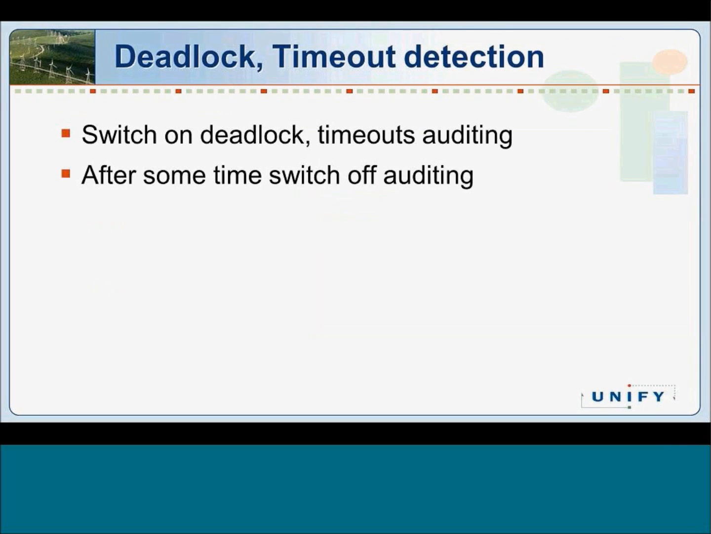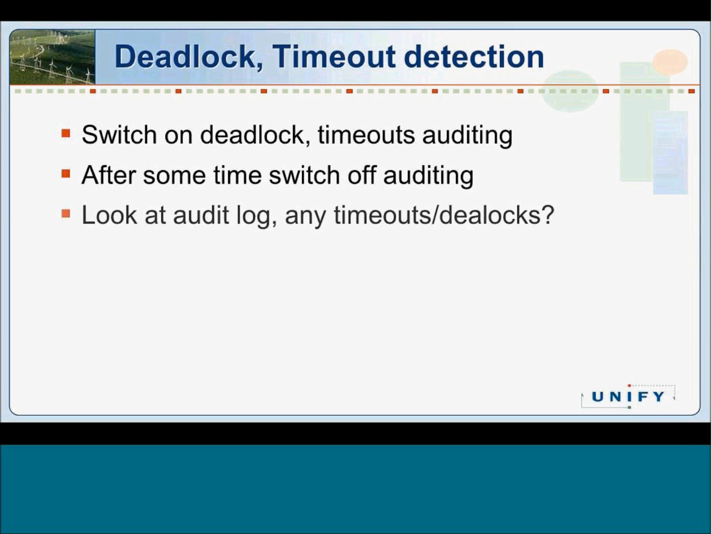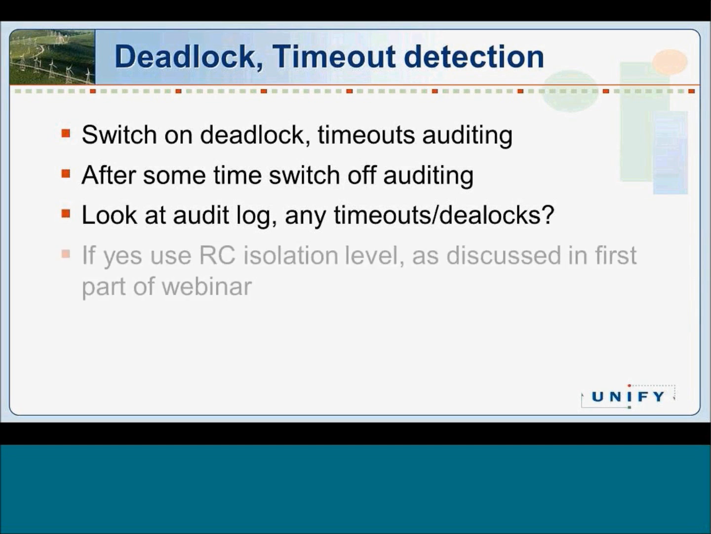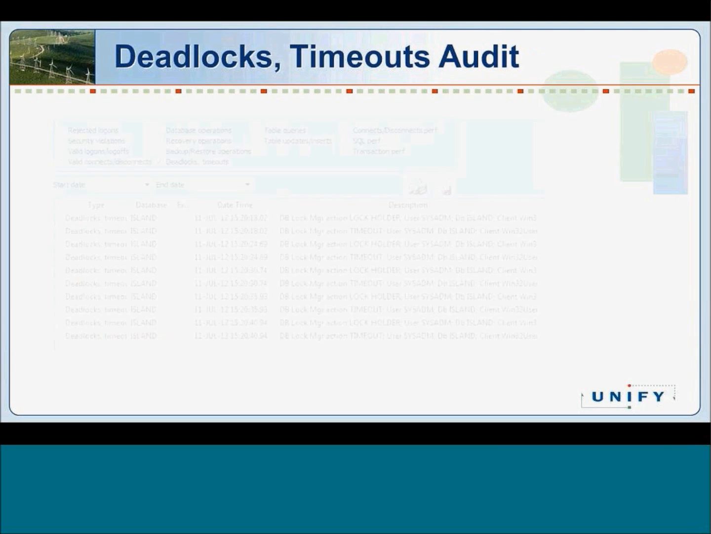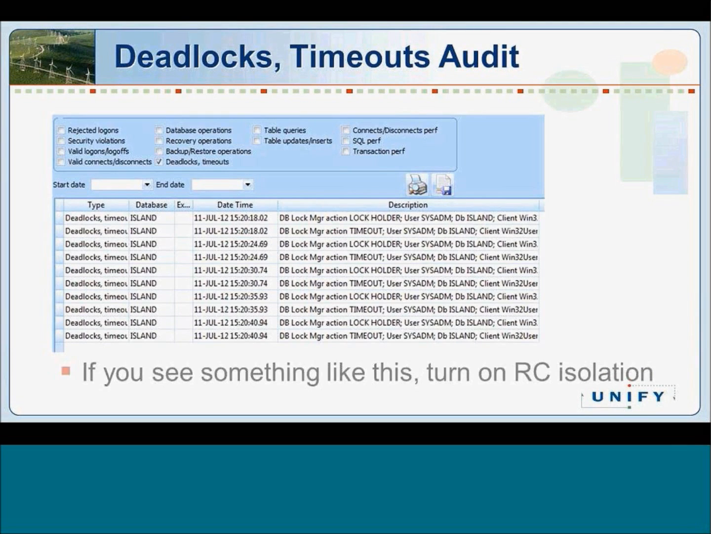So if you switch on deadlock timeouts auditing, after some time you switch off auditing again. If you're sure that the data you're looking for is present there, look at the audit log. Are there any timeouts or deadlocks? If yes, use the RC isolation as discussed in the first part of the webinar. So if you see something like this, turn on RC isolation.